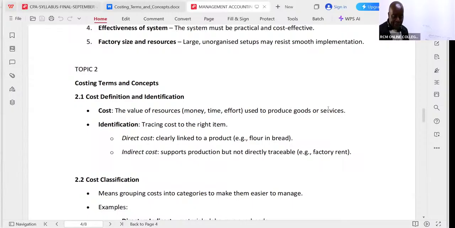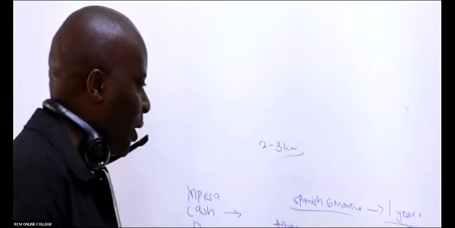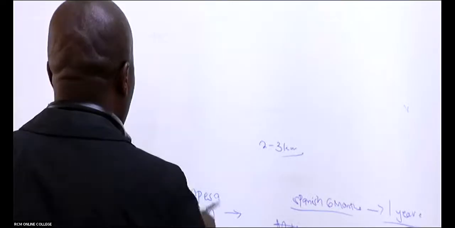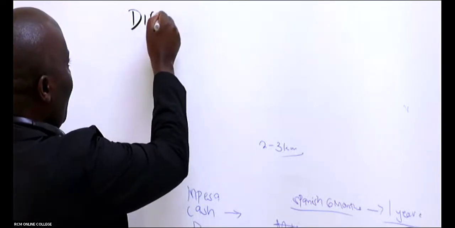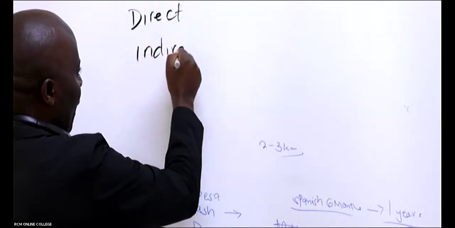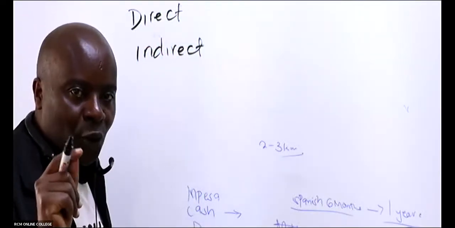Then how do we identify what we call tracing of costs to the right item? In terms of cost identification, there are those costs that are linked directly to what we are producing, and there are those costs that are indirect. In terms of traceability or identification of the cost that we incur to the product, we shall have two types of costs: costs which are direct and costs which are indirect. Come back to our chair.